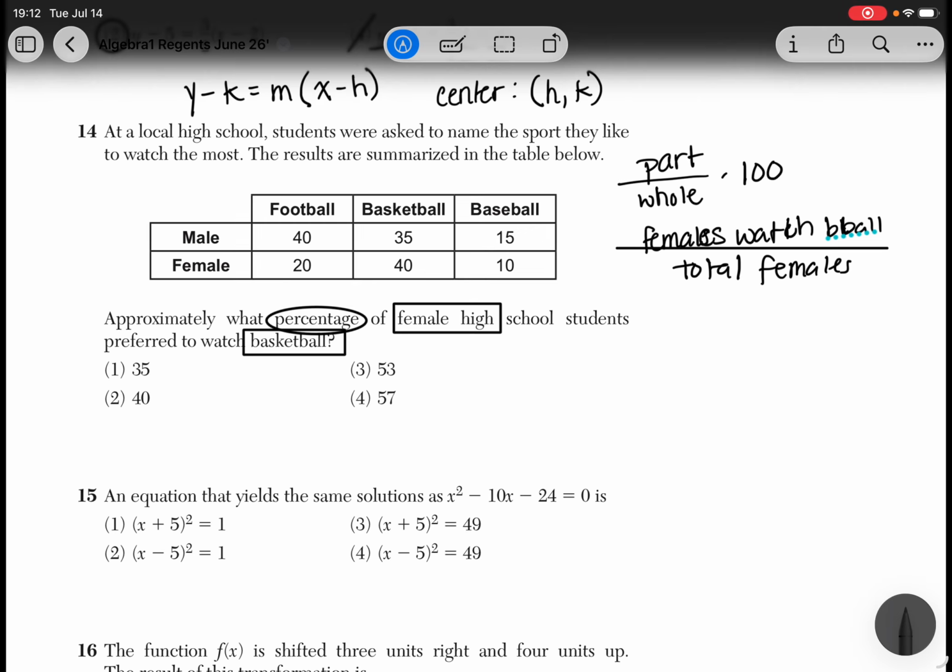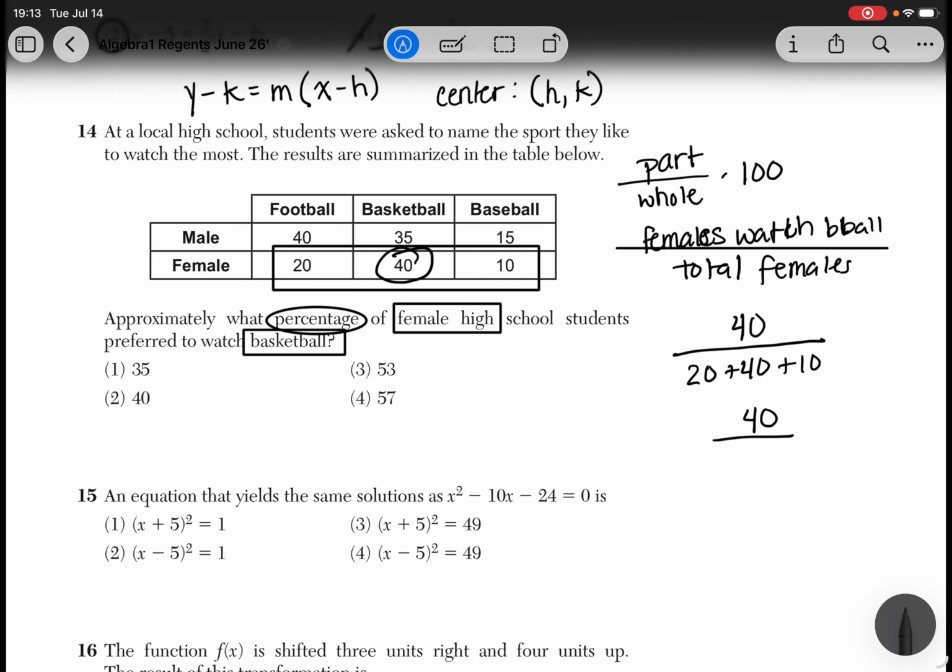So when we set up this fraction, we know for basketball, the females is 40, and then we want to add the total of all the females as well. So we're going to put 40 over 20 plus 40 plus 10. So the females who prefer to watch football, the females that prefer to watch basketball, and the females that prefer to watch baseball. So 40, we're going to put over 20 plus 40, which is 60, plus 10, which is 70.